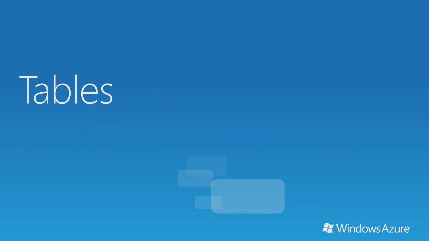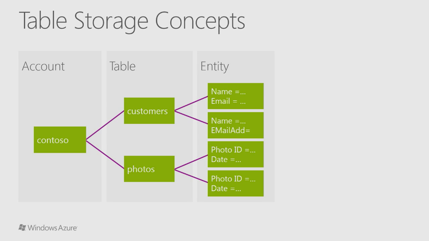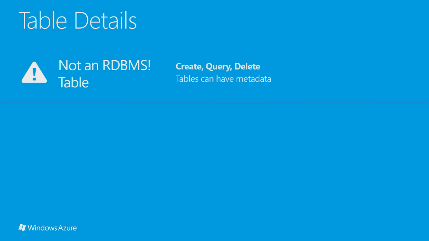Now let's look at the table service. The table service provides structured, schemaless storage in the form of tables. It has a REST API that is compliant with the ADO.NET Data Services REST API. Azure's table storage should not be thought of as a traditional relational database table. It does have functions like query, create, and delete, but there's no fixed schema and there are no relational semantics.